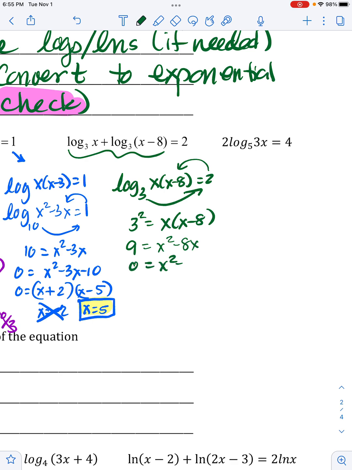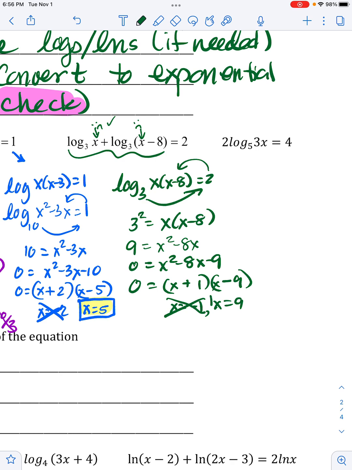Again, it's a quadratic, so I need to bring the 9 over in order to solve it, hopefully by factoring. 9 in a way that subtracts to be 8, and I need the 8 to be negative. So my x can be a negative 1 or it can be a positive 9. Checking up here, it can't be a negative 1 because in both of these cases, negative 1 would force me to take the log of a negative. And then how about 9? 9 works here, and 9 minus 8 is a positive number. So that's going to be okay-dokay.